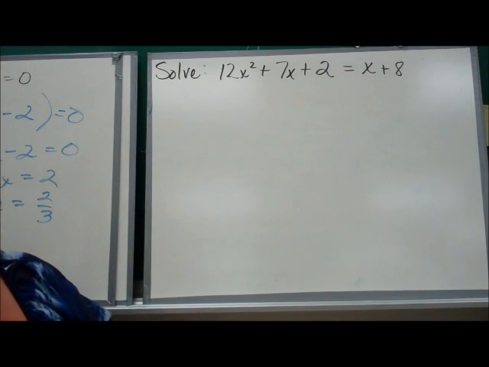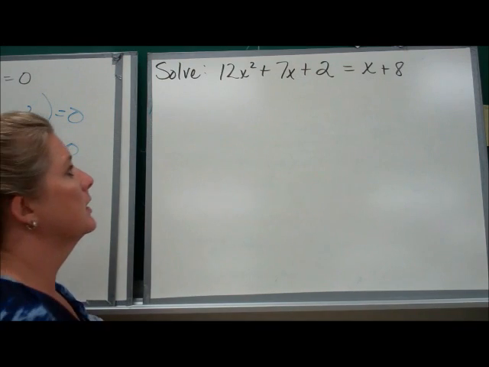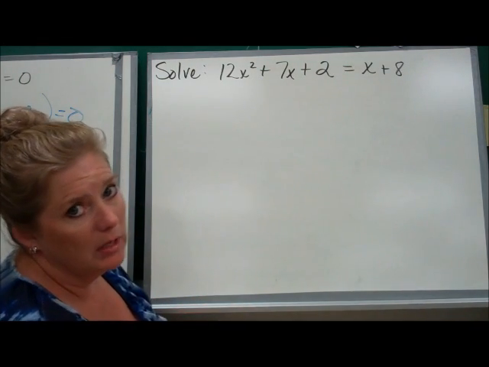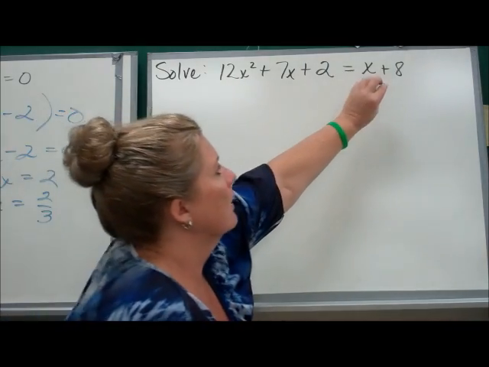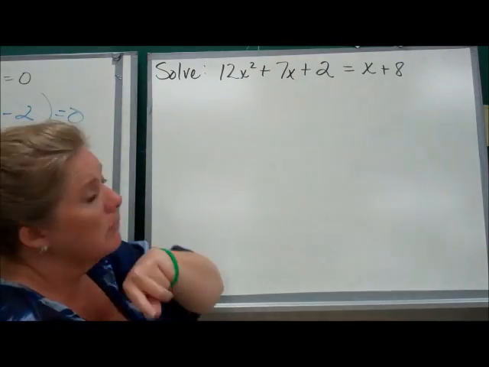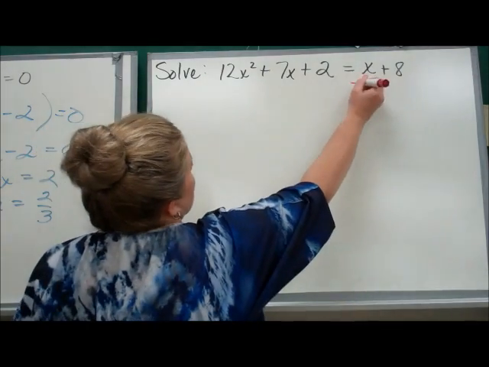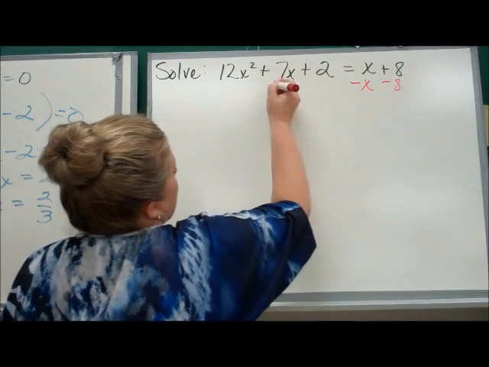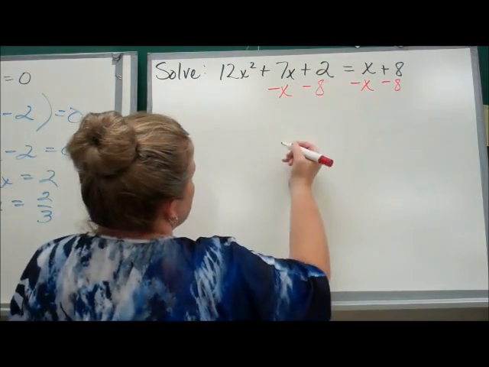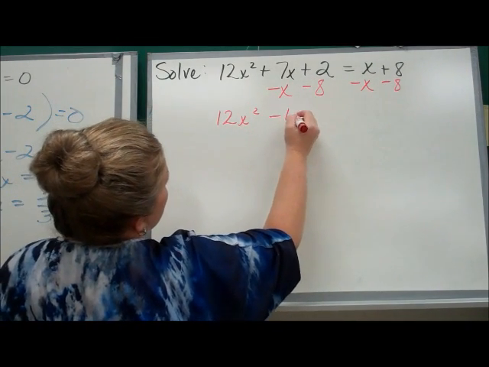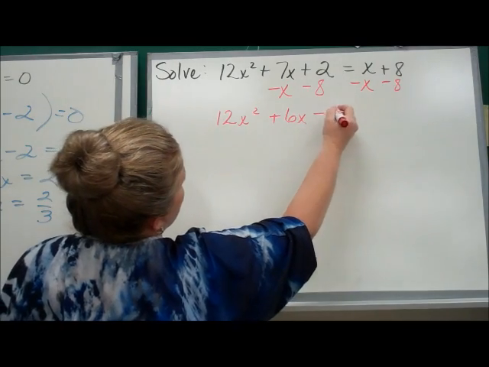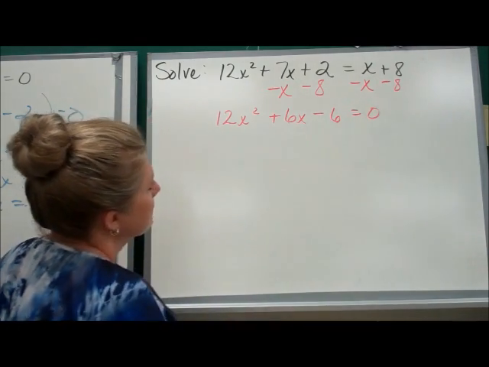Here's another one to solve. It looks kind of terrifying, but it's not too bad. First thing we have to do when we're solving these things is to set everything equal to 0. So we're going to have to move this stuff over here and combine like terms. So we're going to subtract x and subtract 8. That's going to give us 12x squared plus 6x minus 6 equals 0.